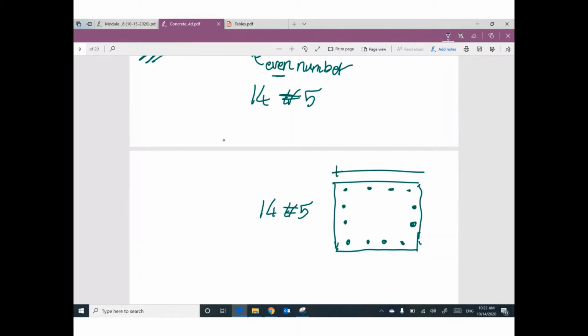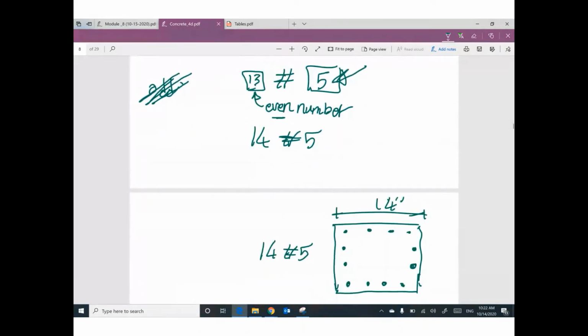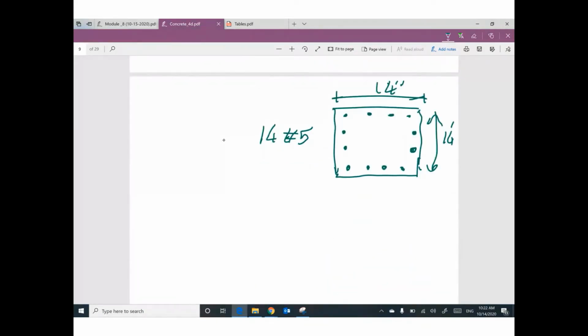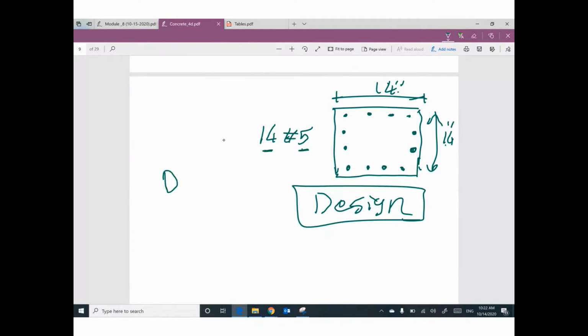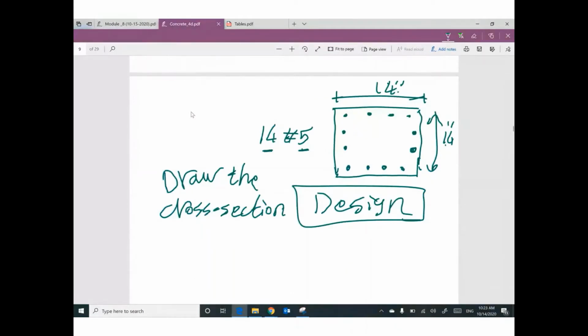This side is 18. Is it 18? No, it's 14 inch, and this one is 14 inch. This is the design. So for the final answer, I give you the dimension, I give you the number of bars, and I draw the cross section. So in any problem where I ask you to design a column and the column is not given, the final conclusion of your calculations should be to draw the final shape of the column.